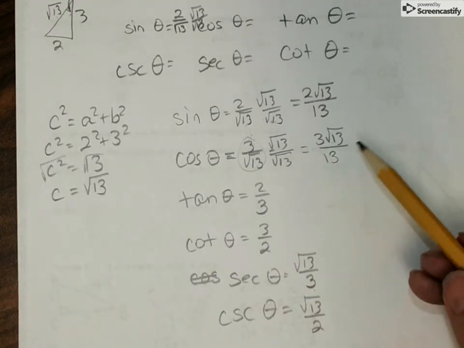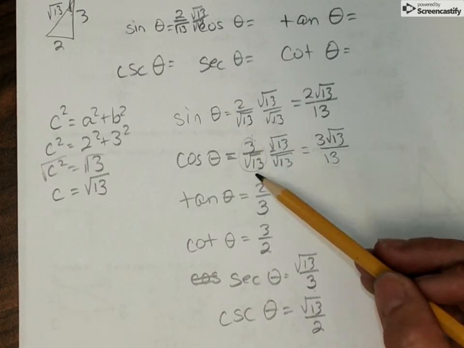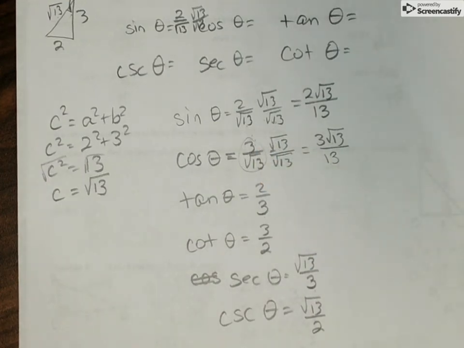So the important point here was, if you have a square root in the denominator, you do need to multiply both the top and bottom of your fraction by what was under the square root. Okay, good luck on these problems.